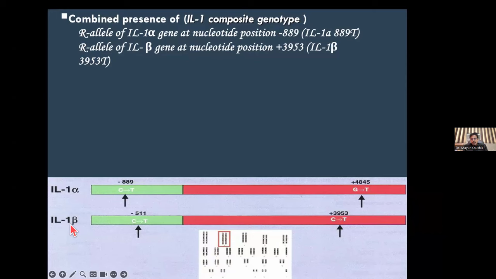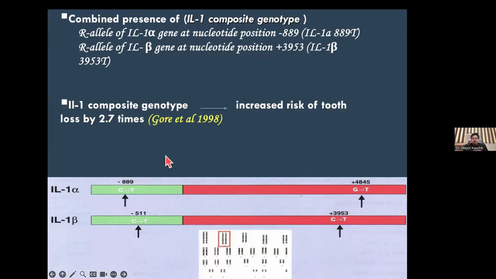And the second isoform, interleukin 1 beta, the composite, meaning both defects are present. Genes for interleukin 1 alpha are defective and for interleukin 1 beta are also defective. That is known as composite genotype defect. It increases the chances of tooth loss by 2.7 times. This was again a very landmark study done by Gore et al. in 1998, which was one of the pioneer studies.